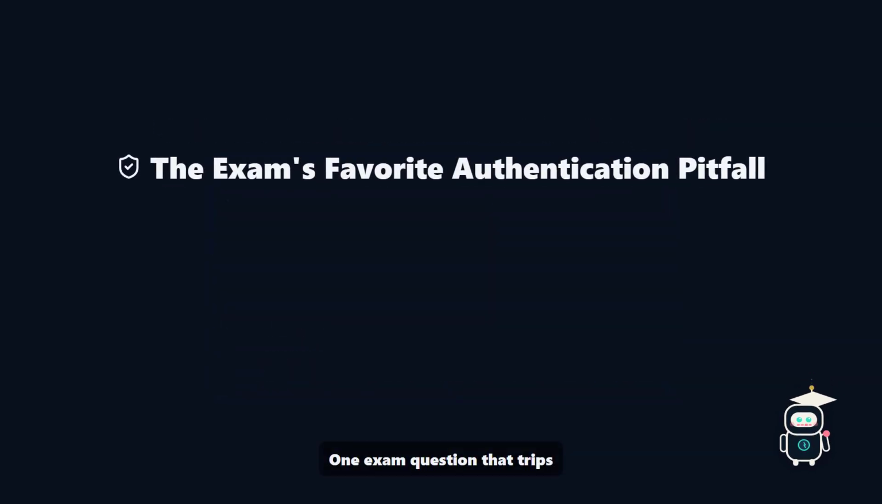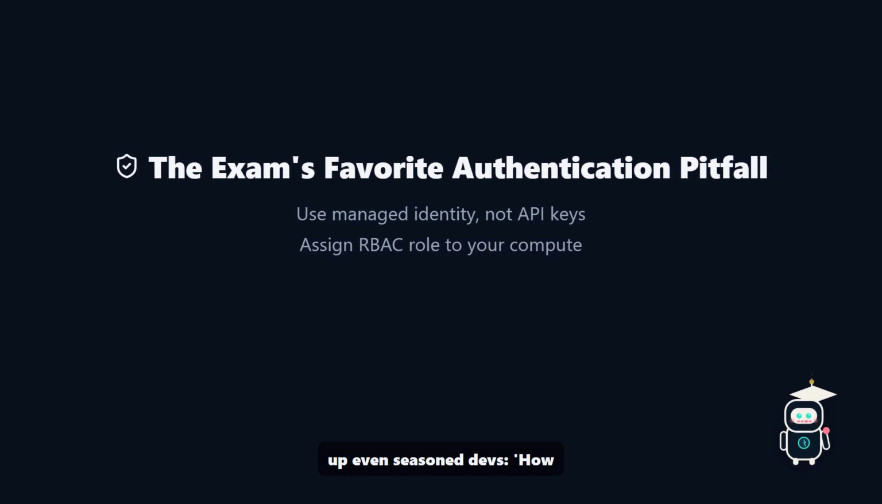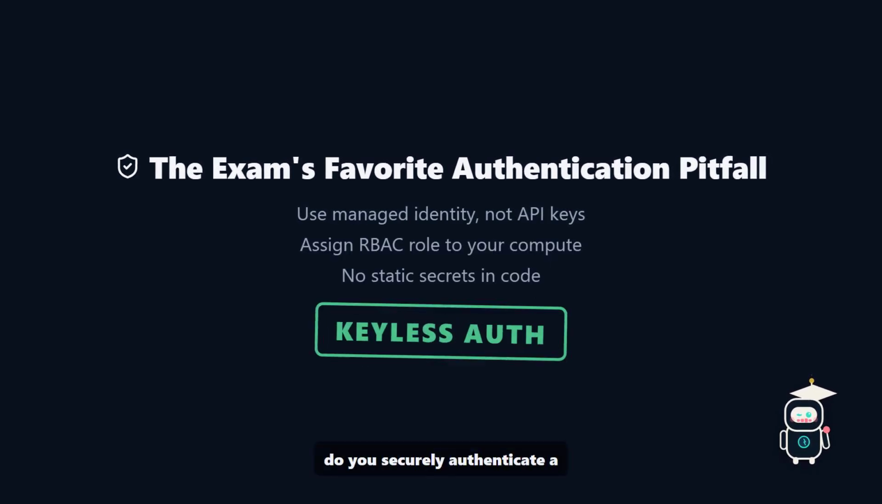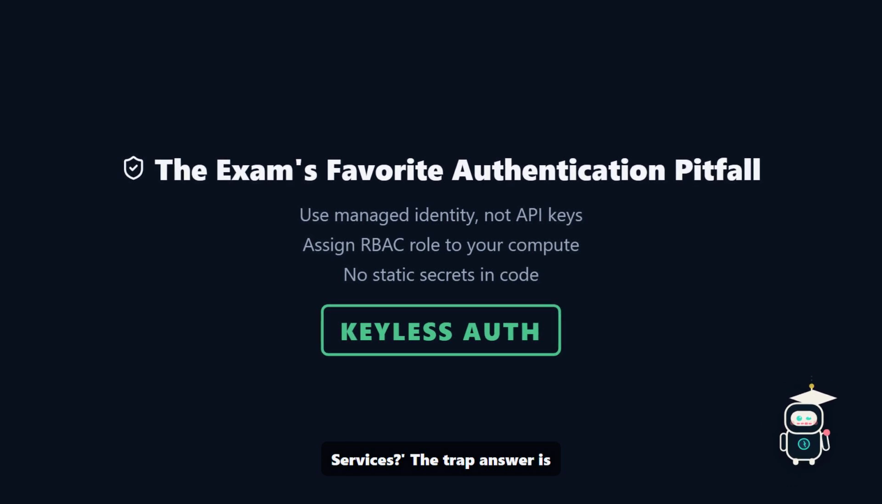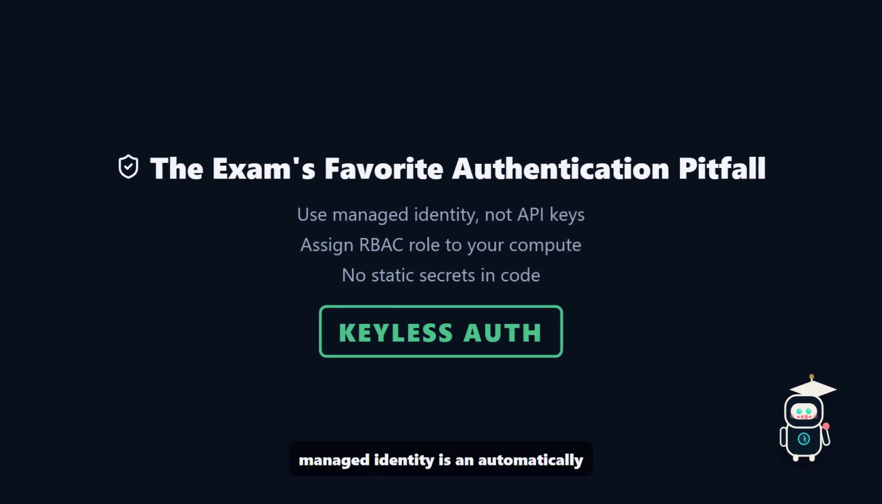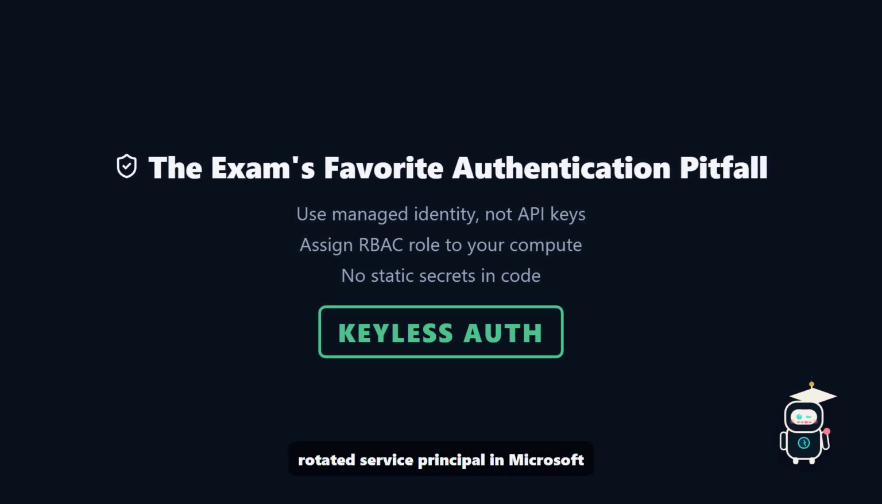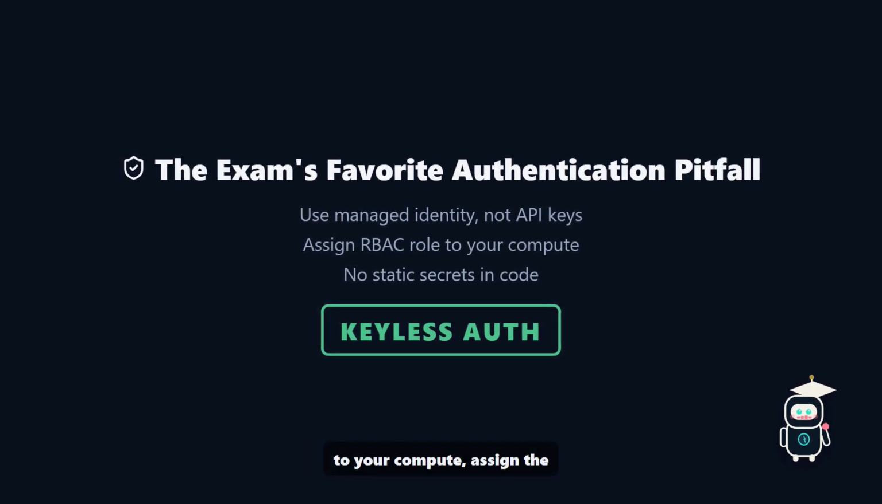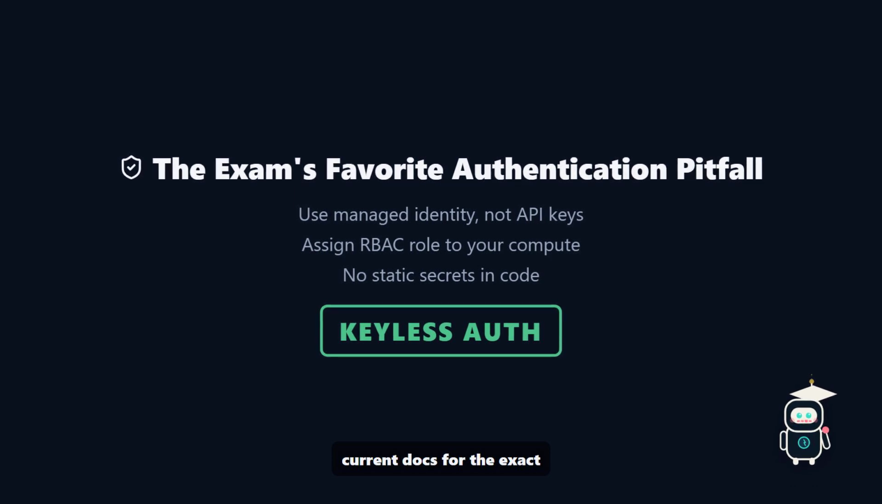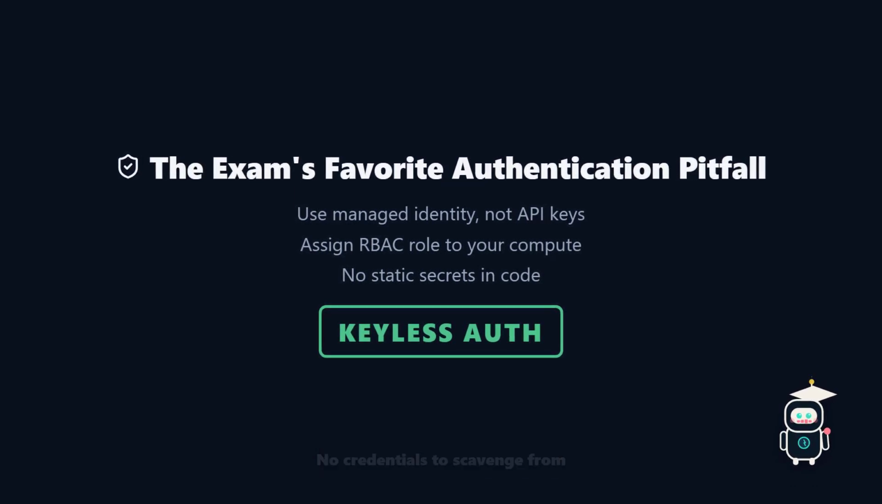One exam question that trips up even seasoned devs. How do you securely authenticate a custom module to Azure Cognitive Services? The trap answer is to pass an API key in code. The correct one, use a managed identity. A managed identity is an automatically rotated service principal in Microsoft Entra ID. No static secrets. Bind a managed identity to your compute, assign the appropriate RBAC role, check the current docs for the exact role name, and you're good. No credentials to scavenge from logs.